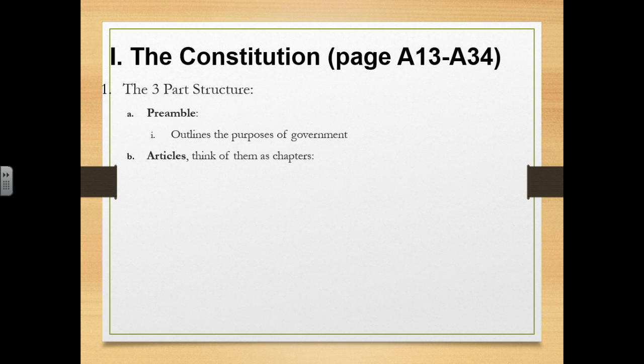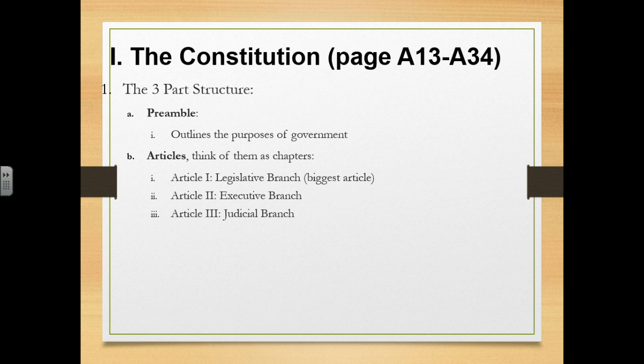The articles are the next part. Think of this as chapters. In each article, the Constitution outlines a different part of the government, giving it its powers and defining all of the principles that we'll learn about. Article 1 is the legislative branch. It's no coincidence that it's the first. It's the biggest and the most important of the branches of government.